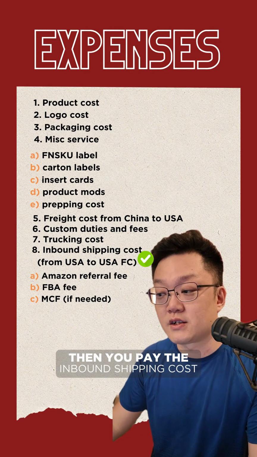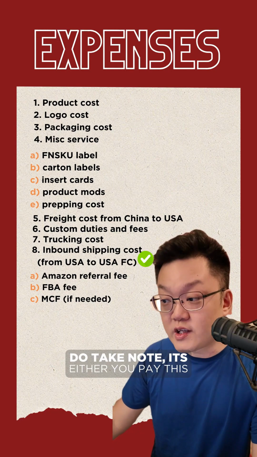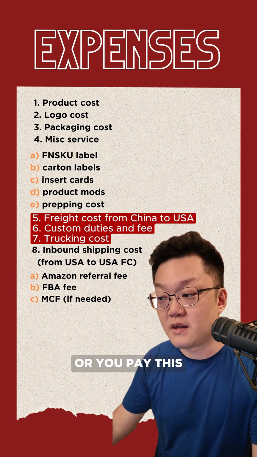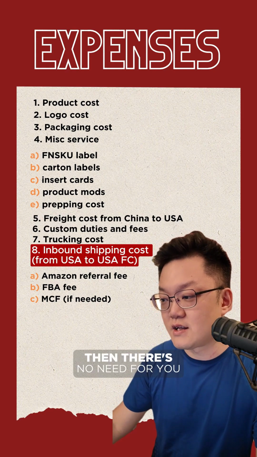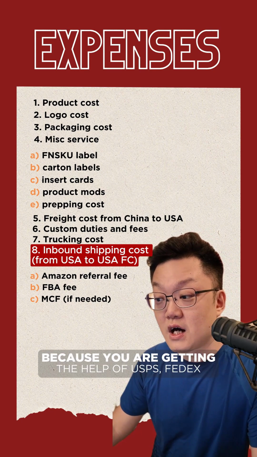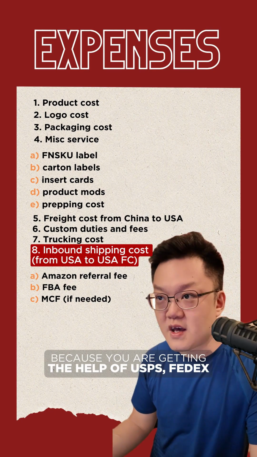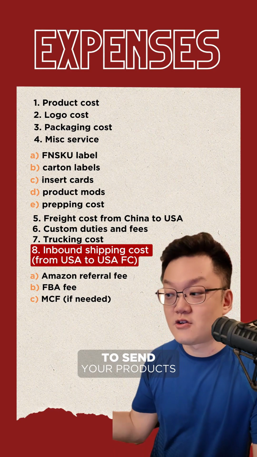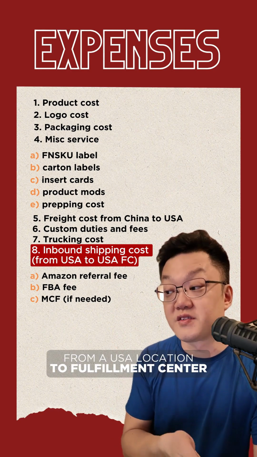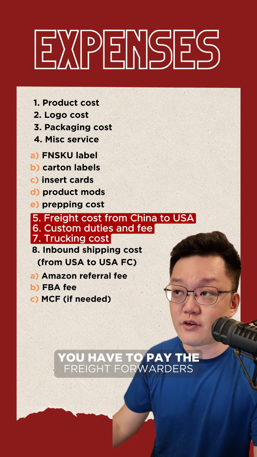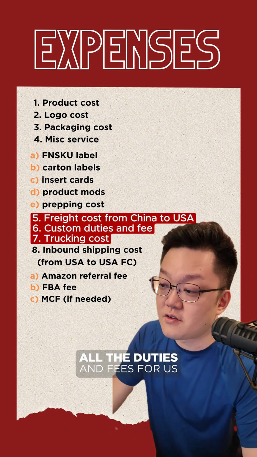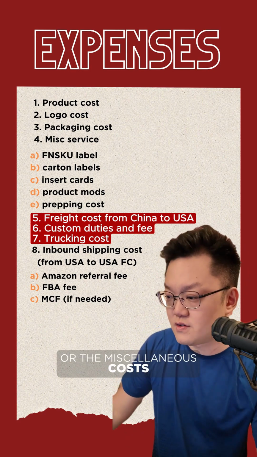So let's say, for example, you are getting a USA supplier itself, then you'll pay the inbound shipping costs. So do take note, it's either you pay this or you pay this. So you have paid for this already, then there's no need for you to actually pay additional money because you are getting the help of USPS, FedEx to actually send your products from a USA location to fulfillment centers. But from China to US, you have to actually pay the freight forwarders to do that for you because they will handle all the duties and fees for us or the miscellaneous costs, okay?